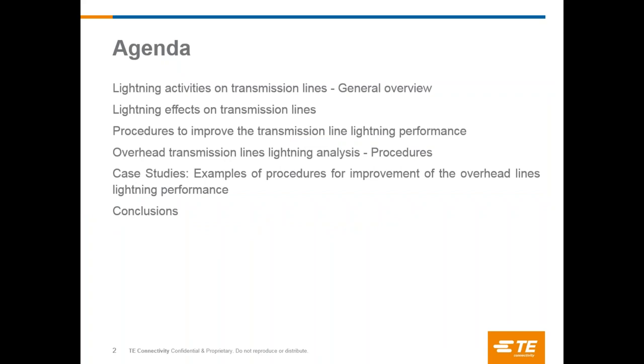The agenda of this webinar: we start with a general overview about lightning activities on transmission lines, followed by discussing lightning effects on transmission lines, procedures to improve the transmission line lightning performance, and a general overview about the process and procedures to do transmission line lightning analysis in order to evaluate the lightning performance. Then some case studies, some examples of procedures for improvement of the overhead lightning performance, some common examples that we have been receiving requests about how to protect the line and which is the best method to protect the line, and then the conclusions.